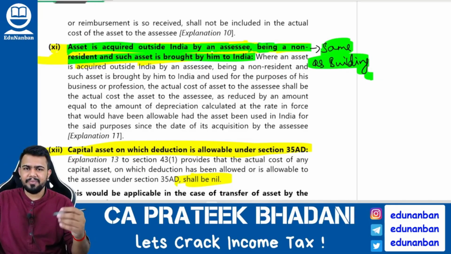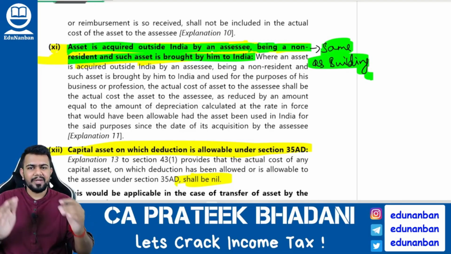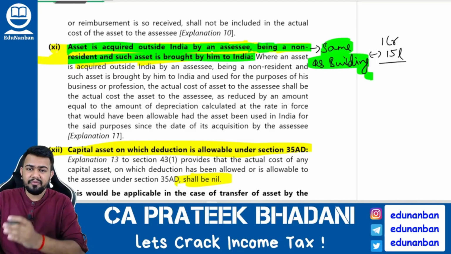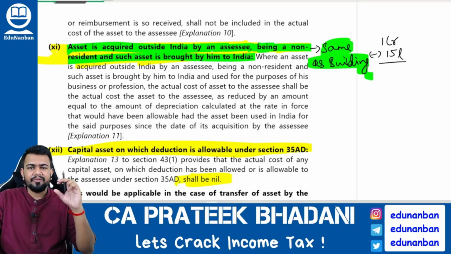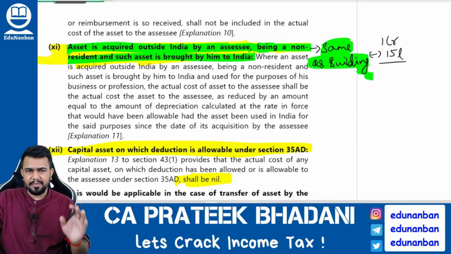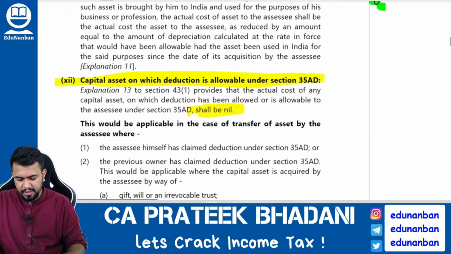For example, there is a plant and machinery which I am bringing to India and starting to use for the purpose of business, and let's say it cost 1 crore. Then I have to reduce the depreciation in the respective years from the year of purchase till the current year, and then what is the remaining value, that only I can take as the cost in my business. Okay, I hope you are clear.